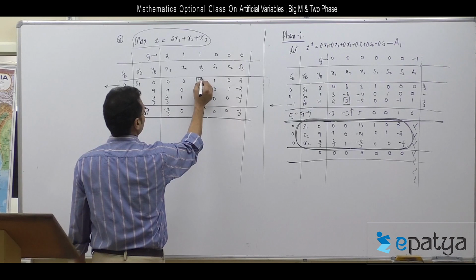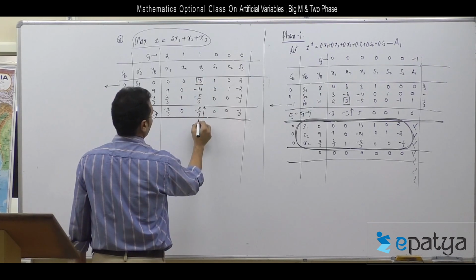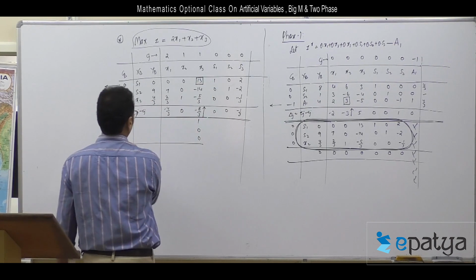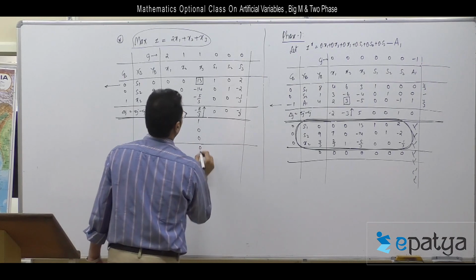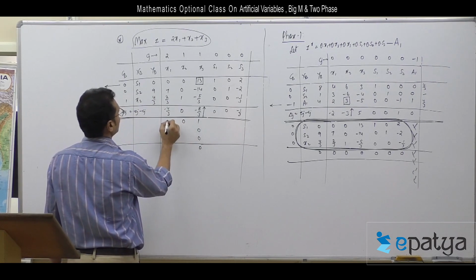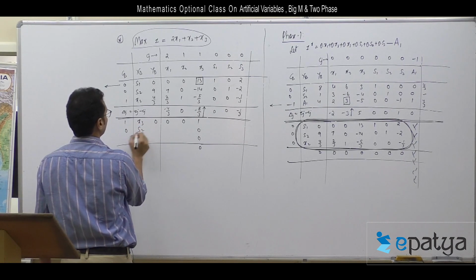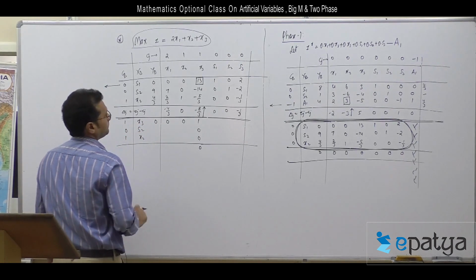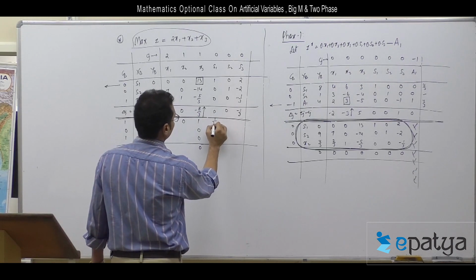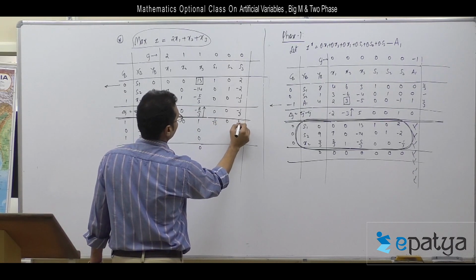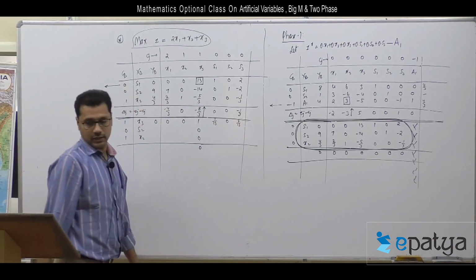So 13 becomes the key element or pivot element, making it 1 by using elementary row operations. So x3 1, 0, s2 1, x2: 1 by 13, 0, 2 by 13. Calculate the entries a little carefully.